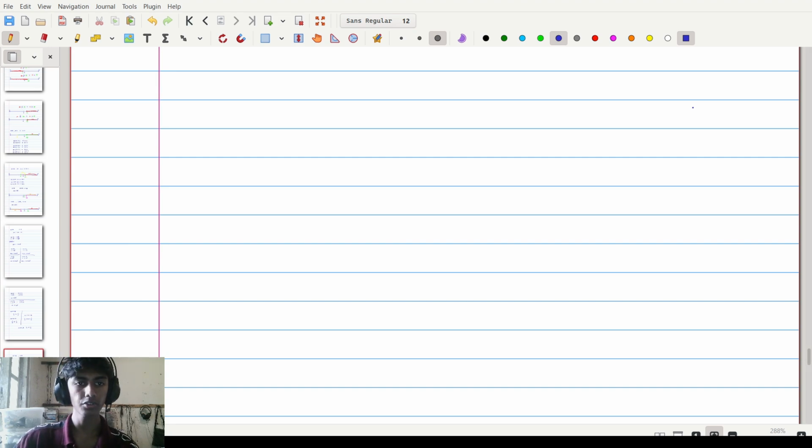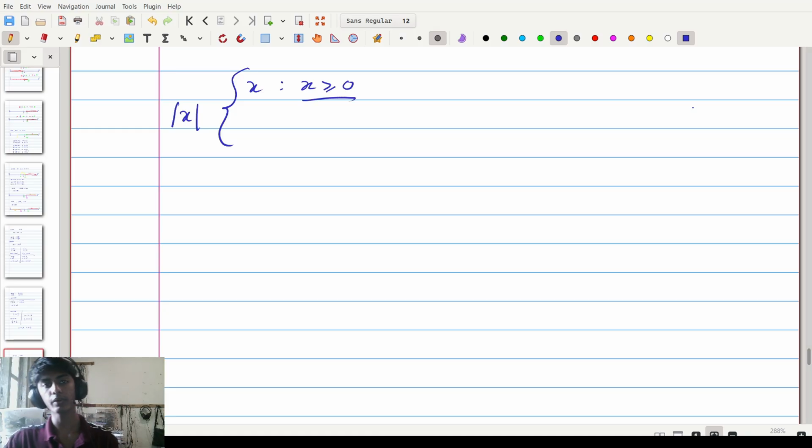So let's start with the first of those, which is the modulus function. The modulus of x is a special function which is defined in this way. It is defined as x for x greater than or equal to 0. So what this means is that if x is greater than or equal to 0, in that case our output will be x. It is then defined as negative x for x less than 0.